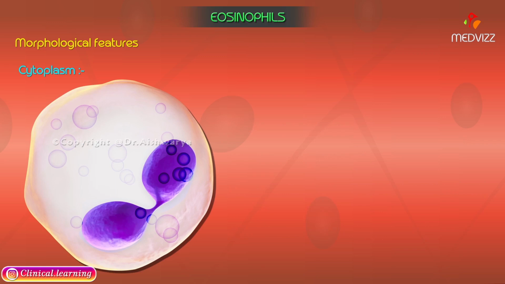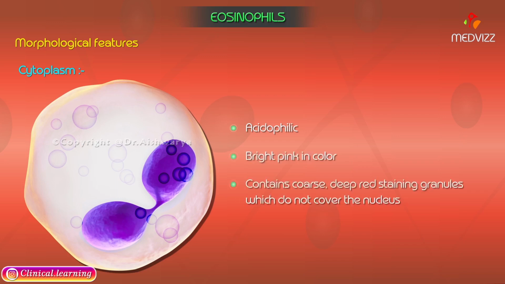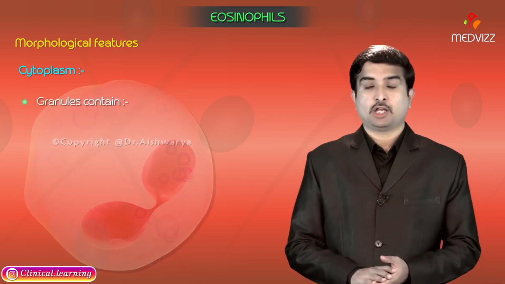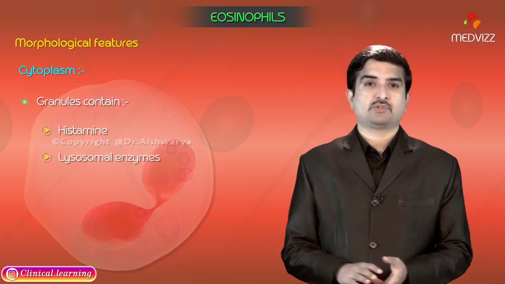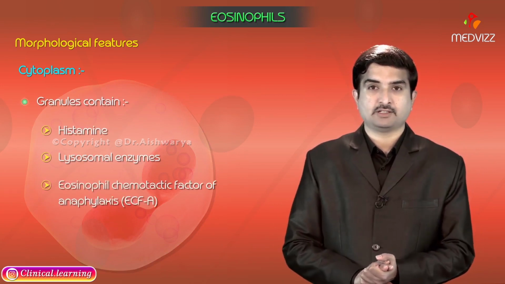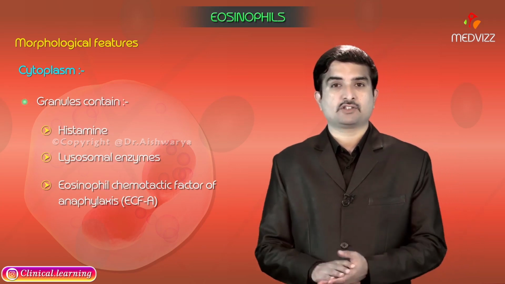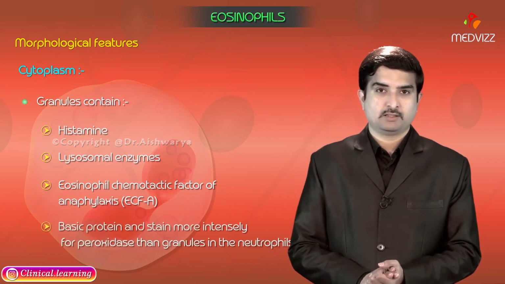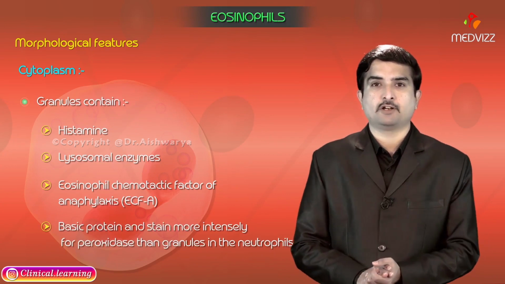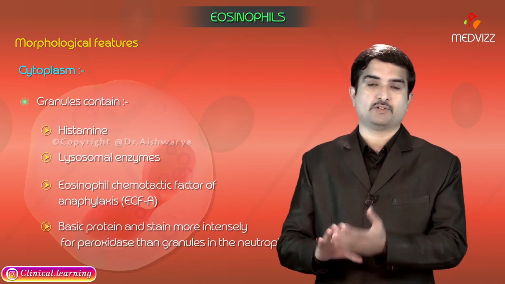And what about the cytoplasm? The cytoplasm is acidophilic and appears bright pink in color. It contains deep staining red granules which do not cover the nucleus. And these granules contain histamine, lysosomal enzymes, and eosinophil chemotactic factor of anaphylaxis called as ECFA. The granules of eosinophils contain a basic protein and stain more intensely for peroxide than granules in the neutrophils.